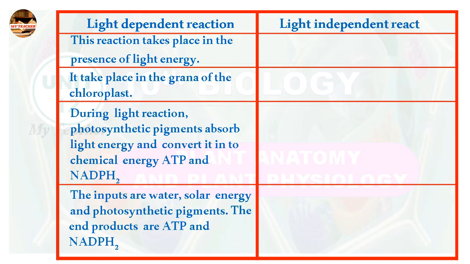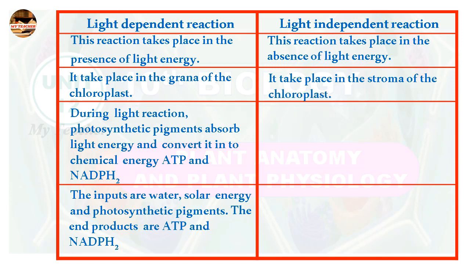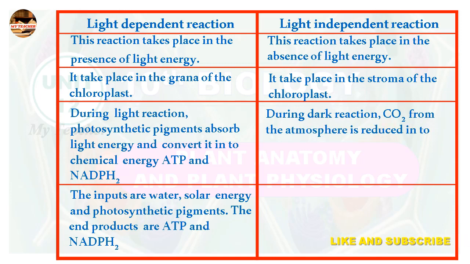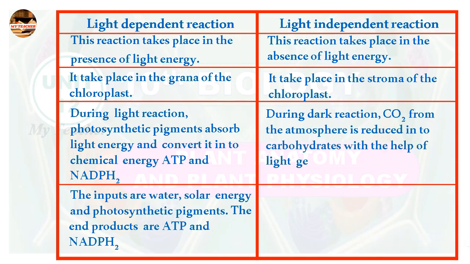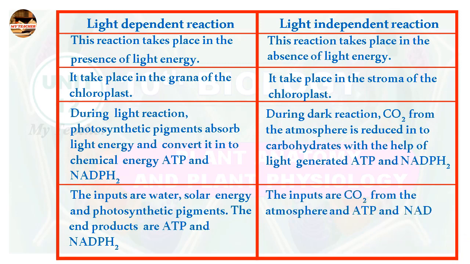Light independent reaction. This reaction takes place in the absence of light energy. It takes place in the stroma of the chloroplast. During dark reaction, CO2 from the atmosphere is reduced into carbohydrates with the help of light generated ATP and NADPH2. The inputs are CO2 from the atmosphere and ATP and NADPH2 from light reaction. The end product is glucose.